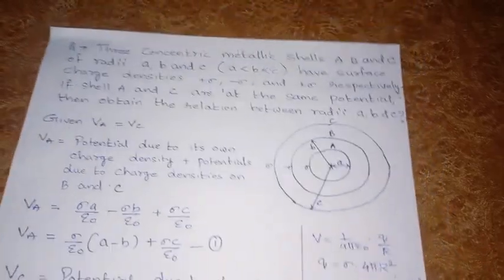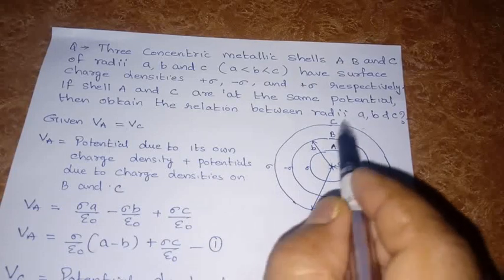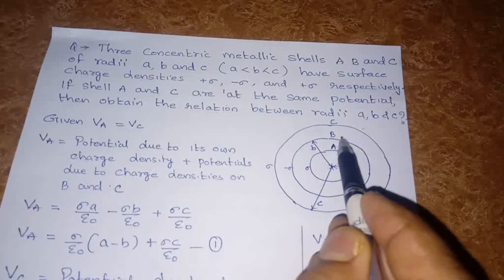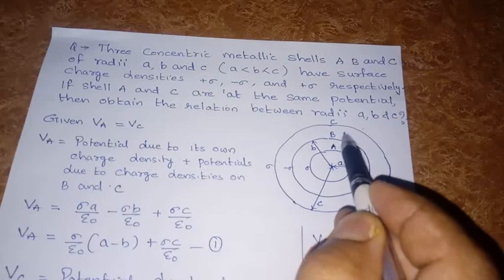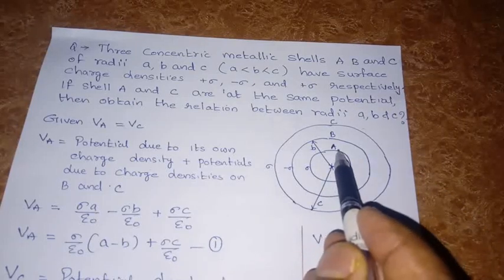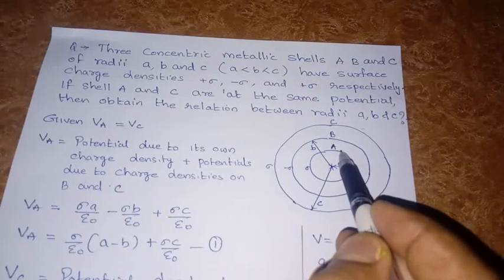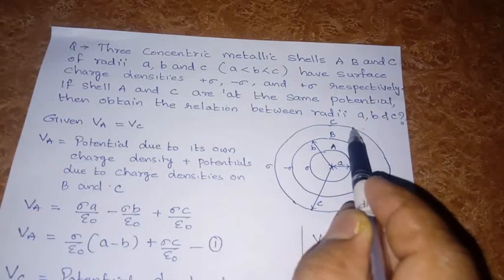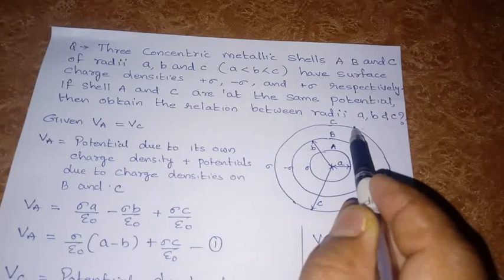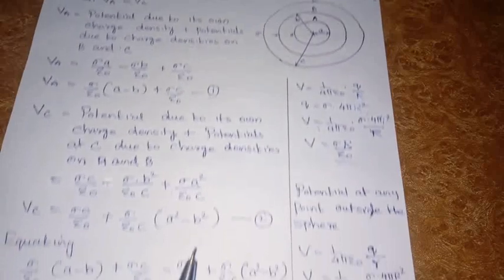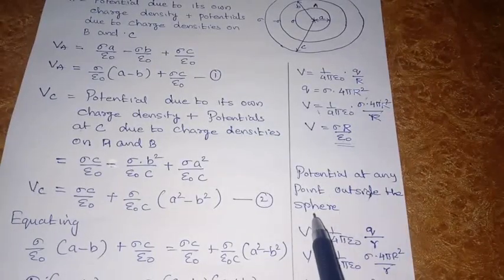So listen please, this is the C, it creates its own potential, and you can see B also has certain charge density. So outside the surface of B, the B creates a potential. Similarly outside the surface of A creates a potential. Therefore in addition to the potential of C, its own charge density, B also creates a potential here, A also creates a potential here. Now we are going to analyze potential at any point outside the sphere. What is the potential at any point outside the sphere?